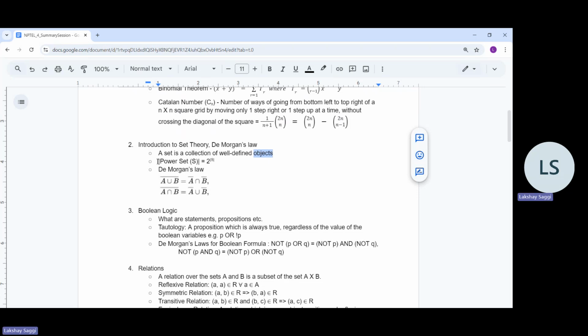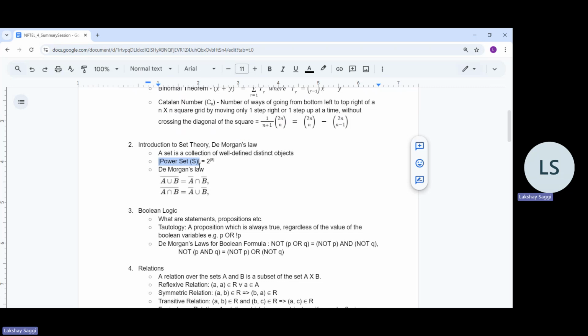And note that usually when we define a set, we say that all the elements of a set are distinct. So it's a collection of well-defined distinct objects. There is something known as a multi-set also, in which objects can occur with repetition. But for now, we'll just stick to the definition with distinct objects. A multi-set specifically is a set in which elements can occur multiple times. Then we define the power set of a set as the set of all possible subsets of that set.